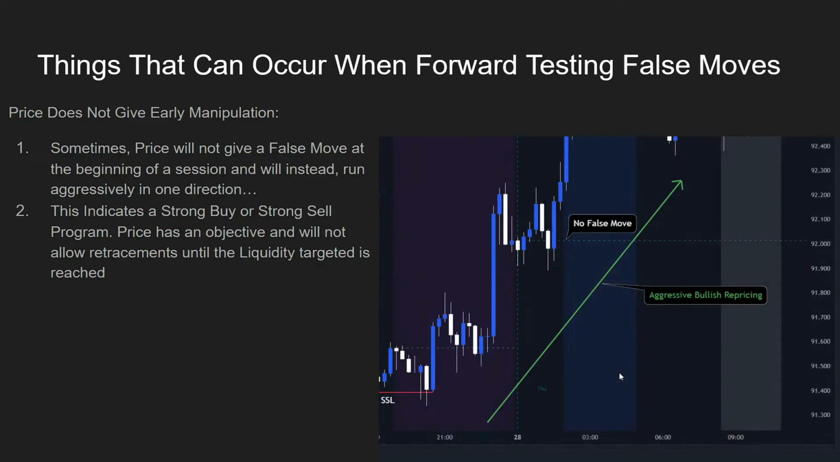This is an example of an aggressive bullish repricing. You see that there's no false move in the London session. Right from the Asian session, we kind of just expanded. This is also AUD JPY. So that's why there's so much volatility in the Asian session.